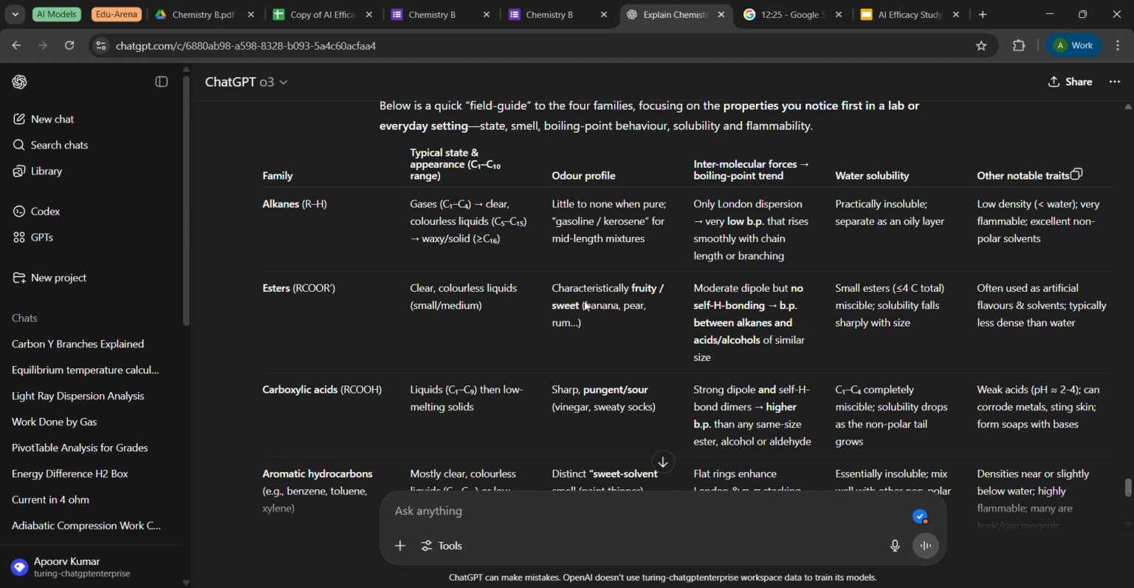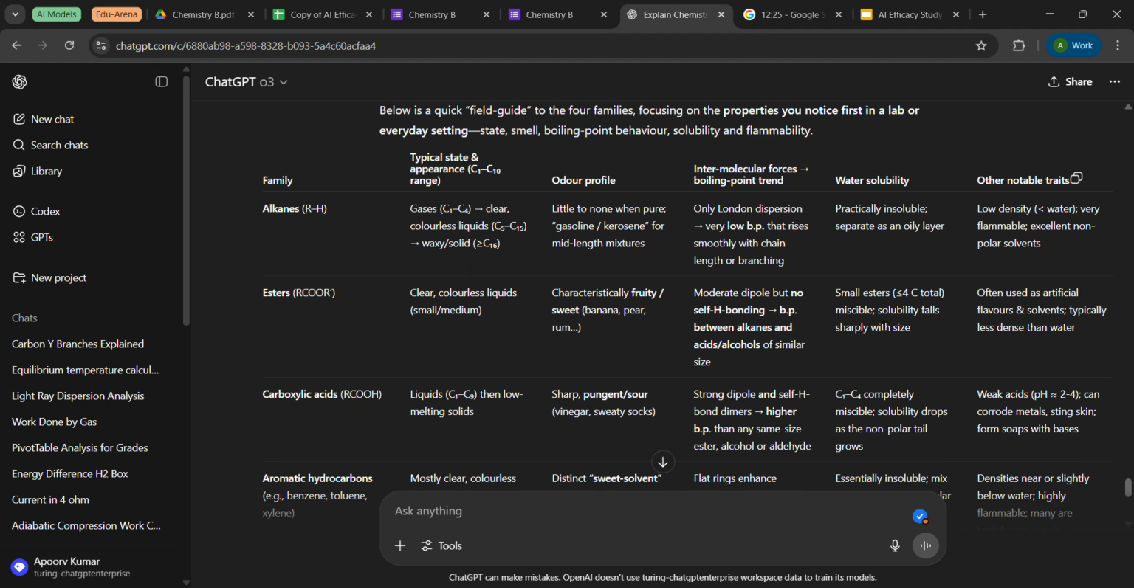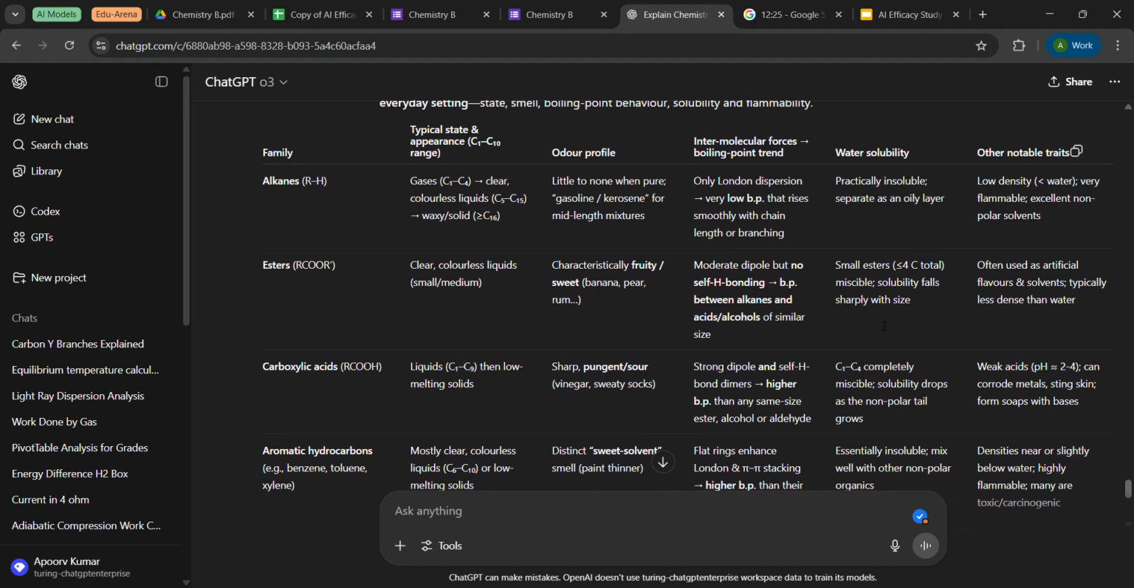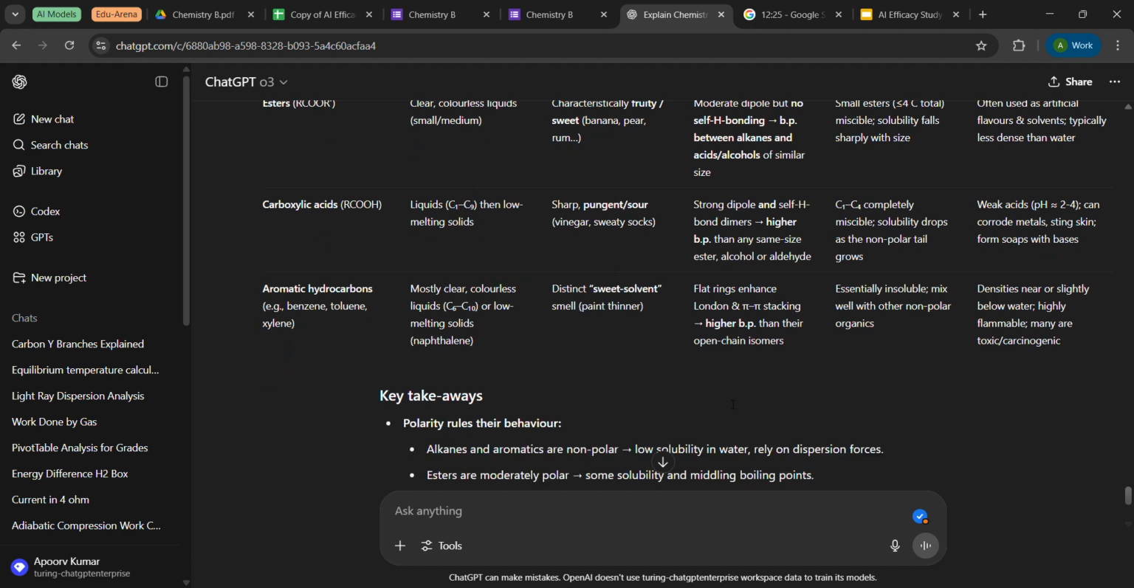Water solubility: completely miscible. Okay, so only carboxylic acid till C4, since they are polar, that's why they can. Okay, London forces intermolecular. Only London forces in alkanes. This should have another one, dipole, and pi-pi.